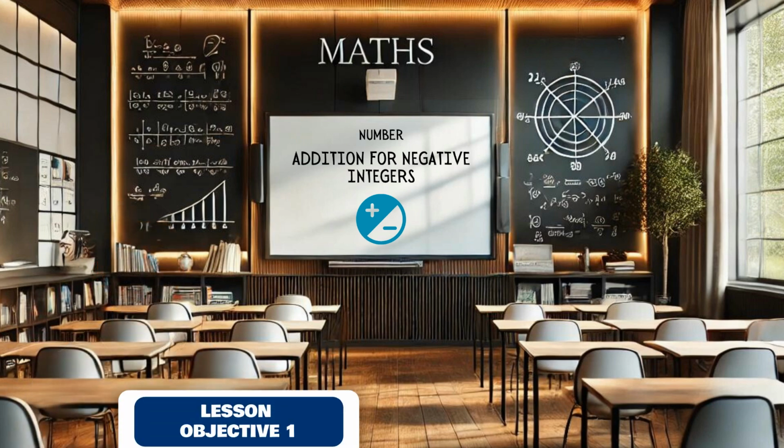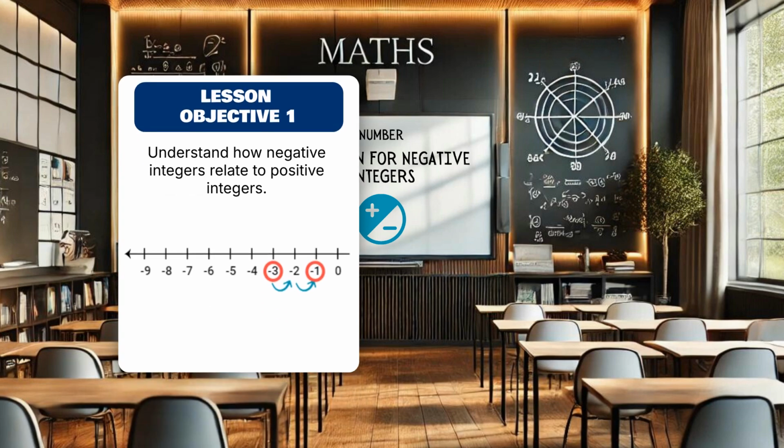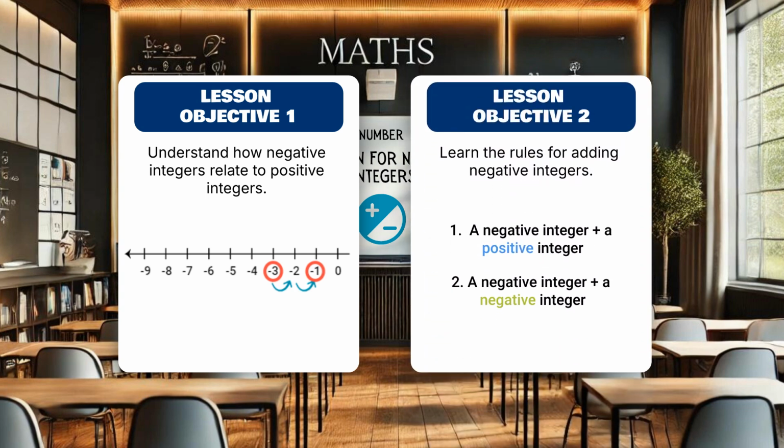1. We will start by discussing what negative integers are and how they relate to positive integers. 2. Then, we will learn the rules for adding negative integers, including how to handle combining negative and positive numbers. Then we'll apply this new knowledge to various examples to solidify our understanding and see how these principles are used in practice.